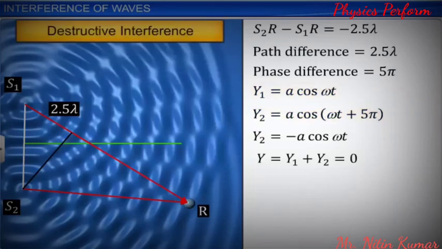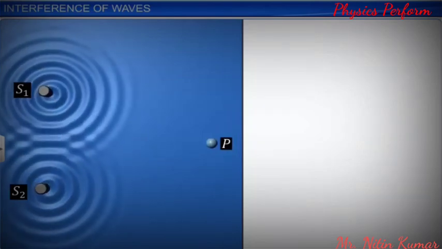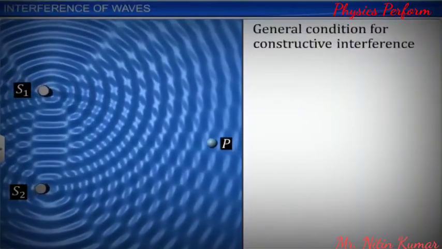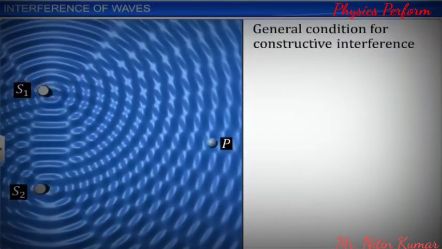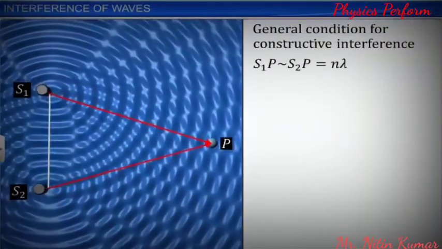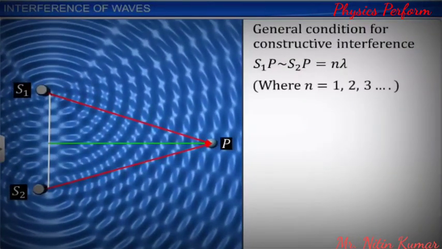Hence, if waves are emitted by two coherent sources like S1 and S2, the general condition for constructive interference of these waves at a point P is that the path difference between S1P and S2P must be equal to n lambda, where n is a positive integer. Let this be equation 1. At the point of constructive interference, the resultant intensity is 4 times the individual intensities.